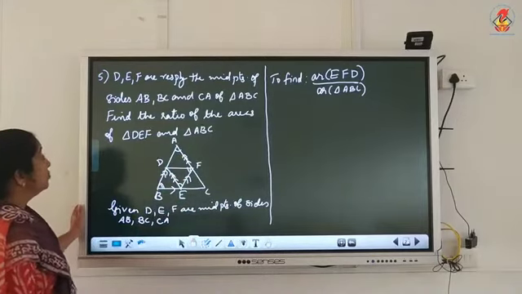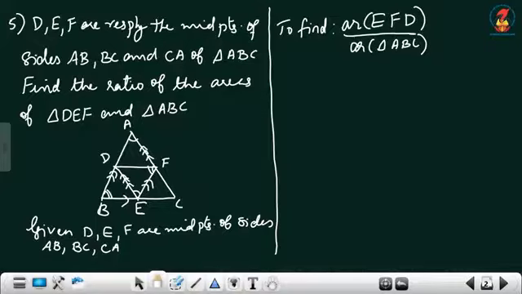Exercise 6.4, fifth question. D, E, F are respectively the midpoints of sides AB, BC and CA of triangle ABC. D is the midpoint of AB, E is the midpoint of BC and F is the midpoint of AC. Find the ratio of the areas of triangle DEF and triangle ABC.